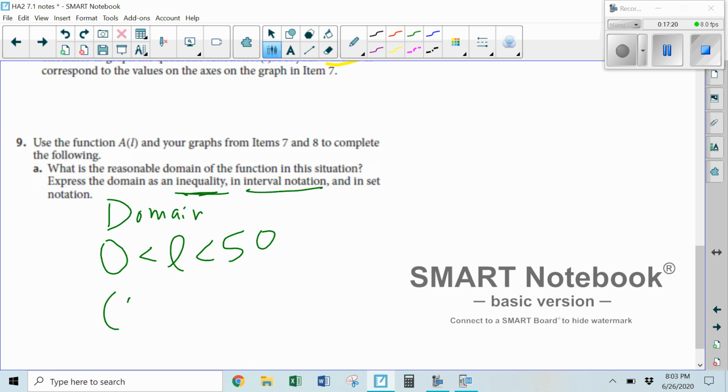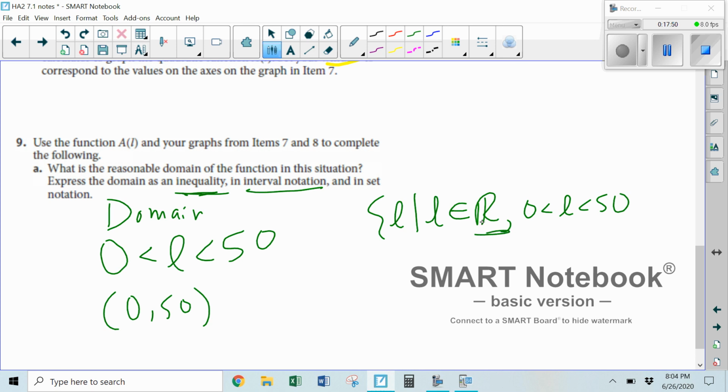Interval would be 0 to 50. It looks like a point. It is not a point. And then set notation, you could use x or L. I'm going to use L. L's such that L is an element in the real number system, comma, L has to be, I'll just go ahead and write this again.